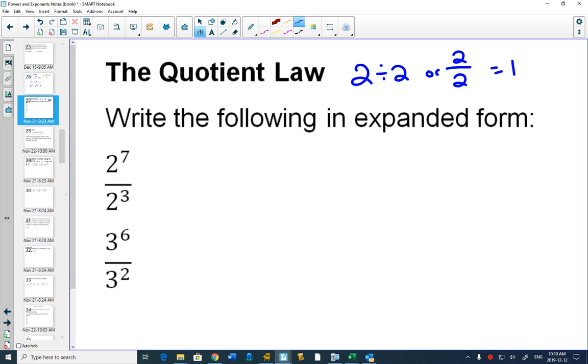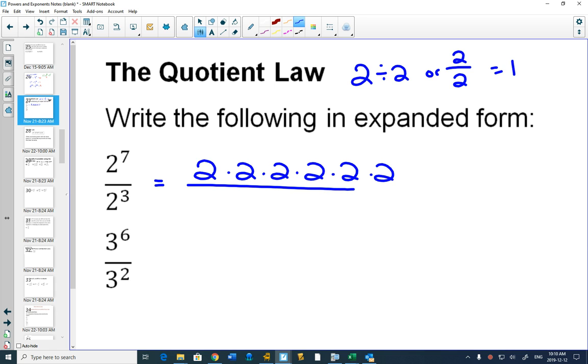Okay? We have powers. We could write this in expanded form. So 2 to the 7, that would be 2 times 2 times 2 times 2 times 2 times 2 times 2. There's 2 to the 7. 2 to the 3 is 2 times 2 times 2.